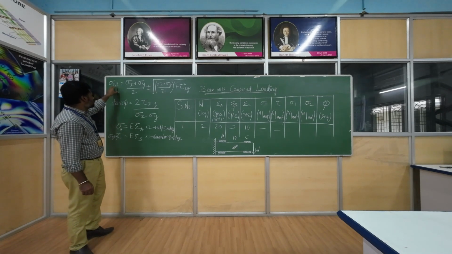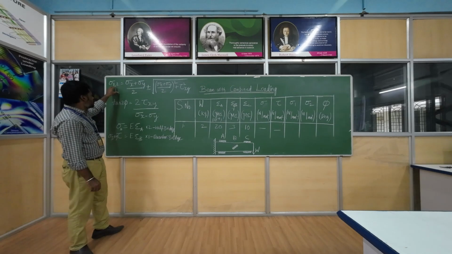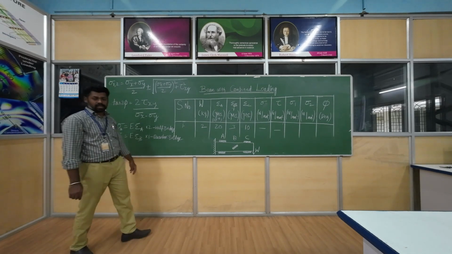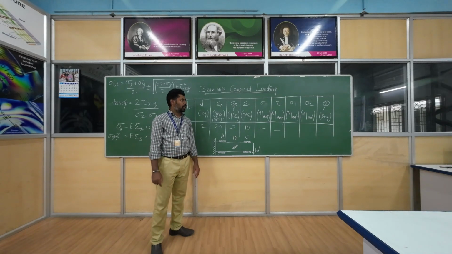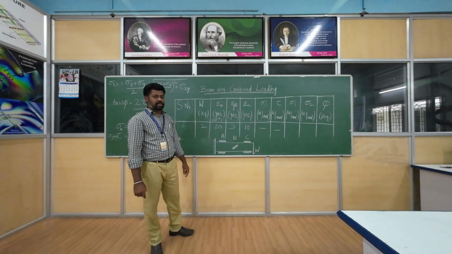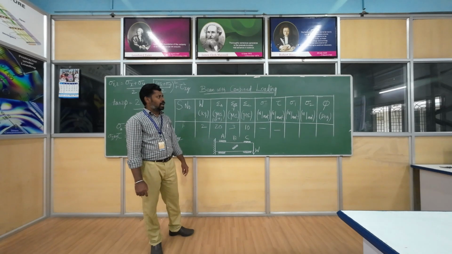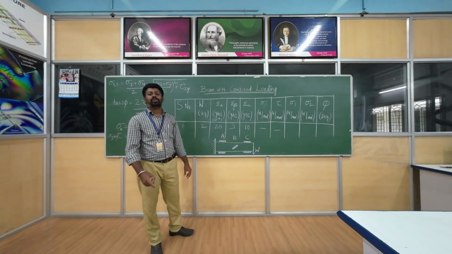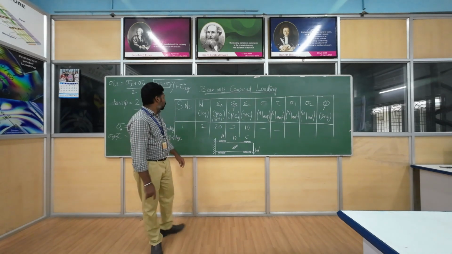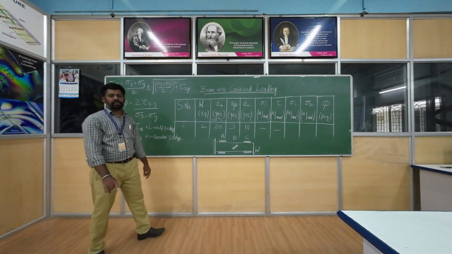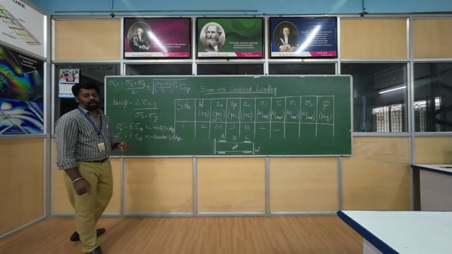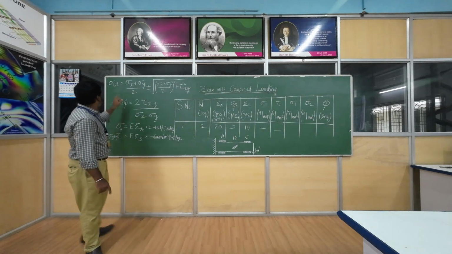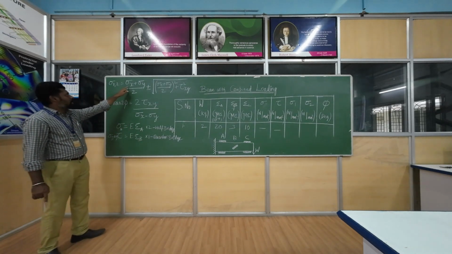This is sigma 1, sigma 2, the principal stresses. What is principal stress? Let me quickly give you a recall. Principal stress is the stress acting on the plane where there is no shear stress. We can have two principal stresses for a given structure, one maximum and one minimum. This is the formula.